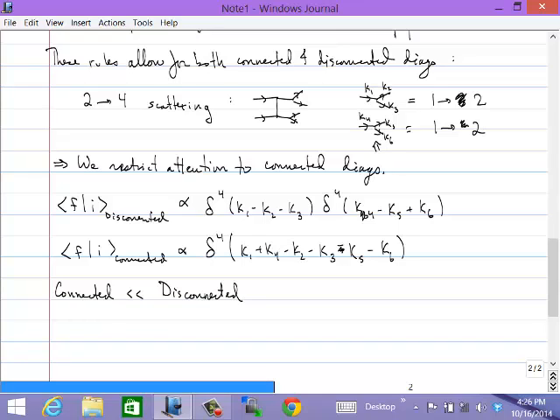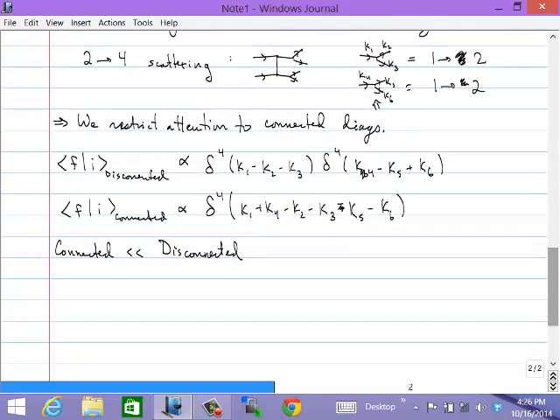So this is maybe a good time just to mention that this is related actually to a very deep principle in quantum field theory that's referred to as the principle of cluster decomposition.